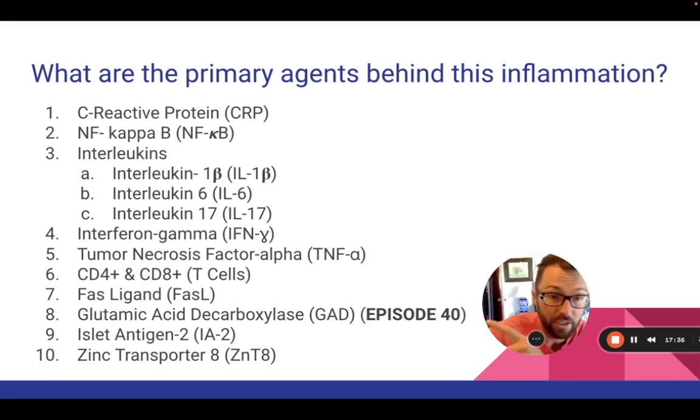Now, see here just to my left, I have a whole episode going over GAD and its role in diabetes. You can find that in episode 40 of Diabetics for Diabetics Radio.